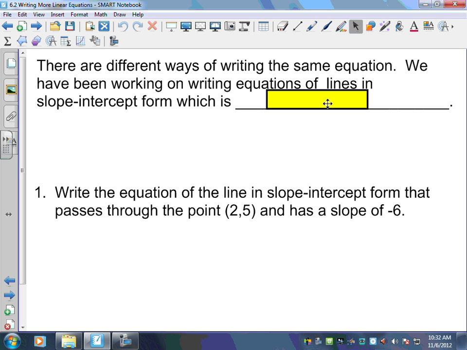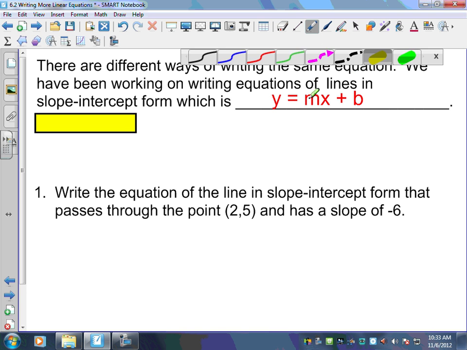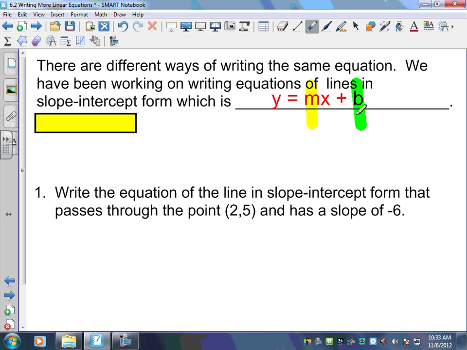So, when we write an equation of a line, it needs to be in slope-intercept form. Y equals mx plus b. And if you know your slope and your y-intercept, you can write the equation. So the two things you have to know are your slope and your y-intercept. You simply write the y equals blank x blank. You put your slope right here, and you put your y-intercept right here, and you have written the equation in slope-intercept form.